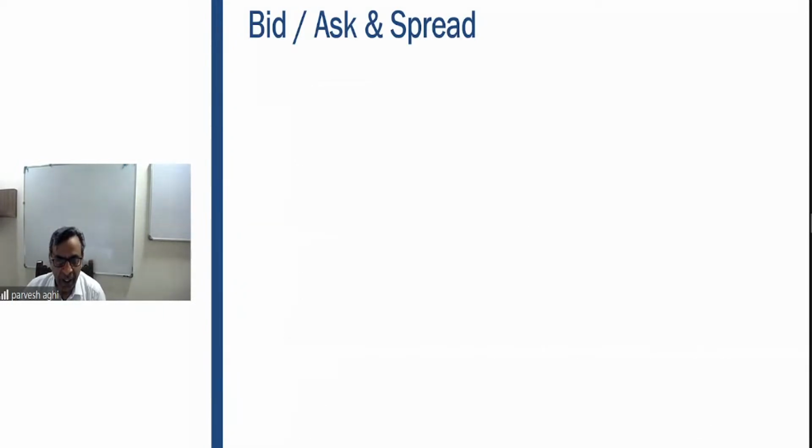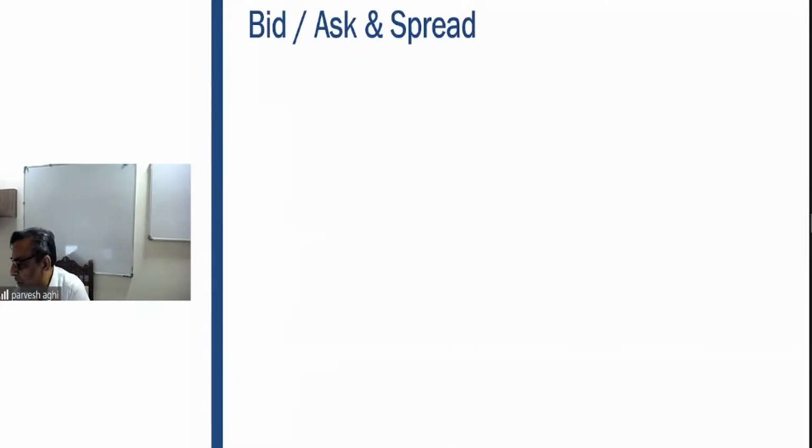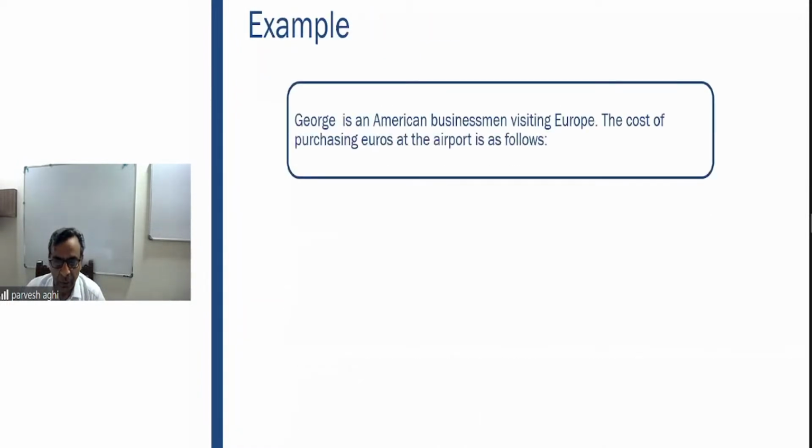So let's go back here again, and this is bid and ask. Ask is 82.90. So as an importer, if I need to buy dollars and he's going to sell, he's going to charge me 82.90. 82.80 is his bid rate, that means his buying rate. Okay, so let's not get confused. We'll understand as we do some questions. Okay, so please focus here, and then you'll understand.